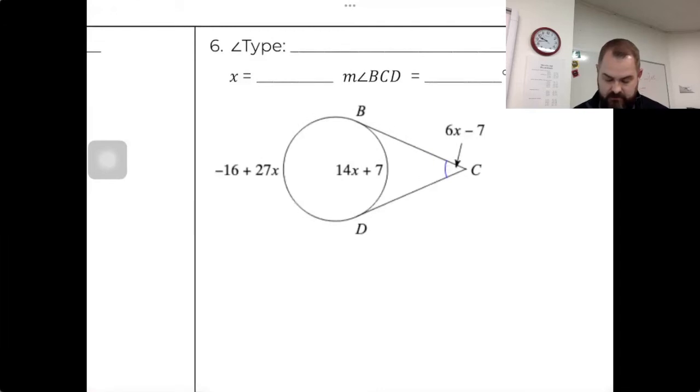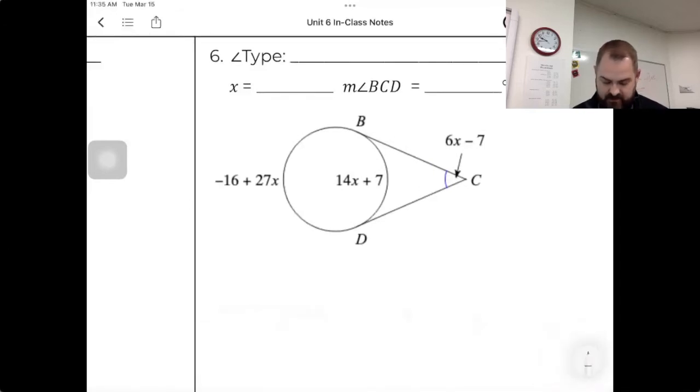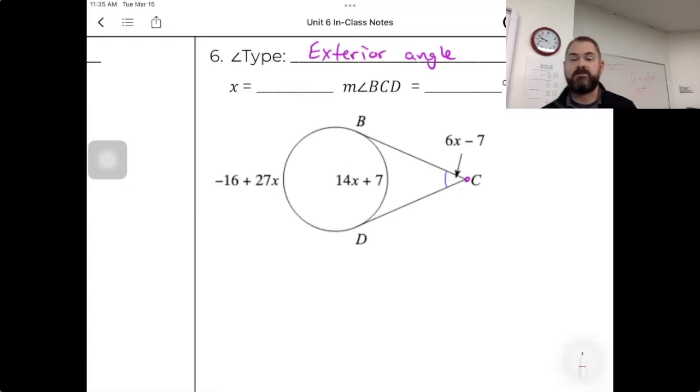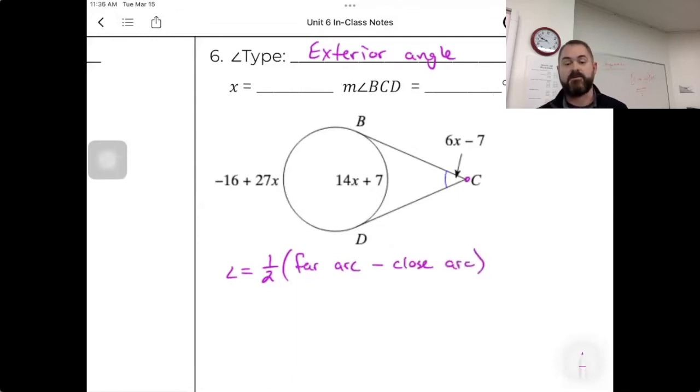Since the angle has a vertex outside the circle, this is called an exterior angle. And the formula for the measure of an exterior angle is angle equals 1/2 parentheses far arc minus close arc. And the words far and close are relative to the vertex of the angle. So here's my two endpoints of my arcs. The far arc is this long arc from B to D. The close arc is the shorter one on the inside there. And then angle C is the angle here.